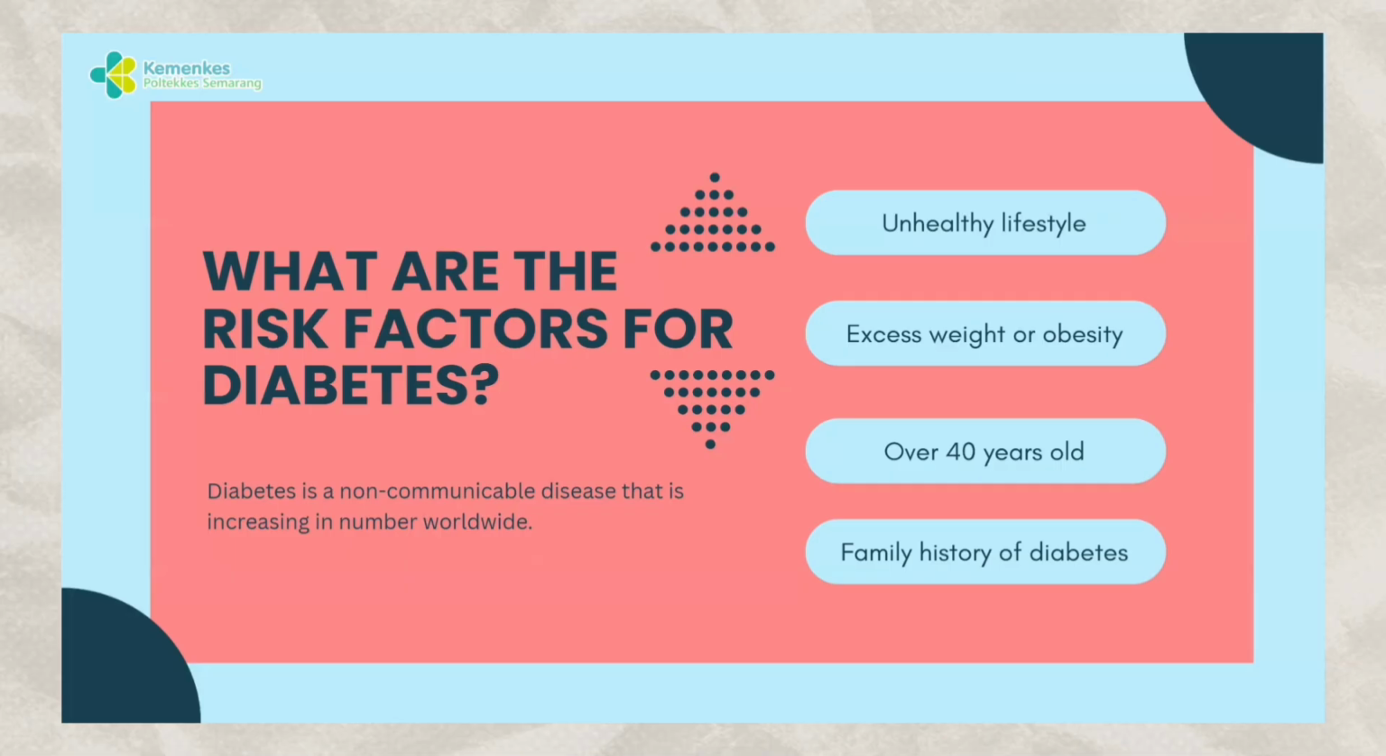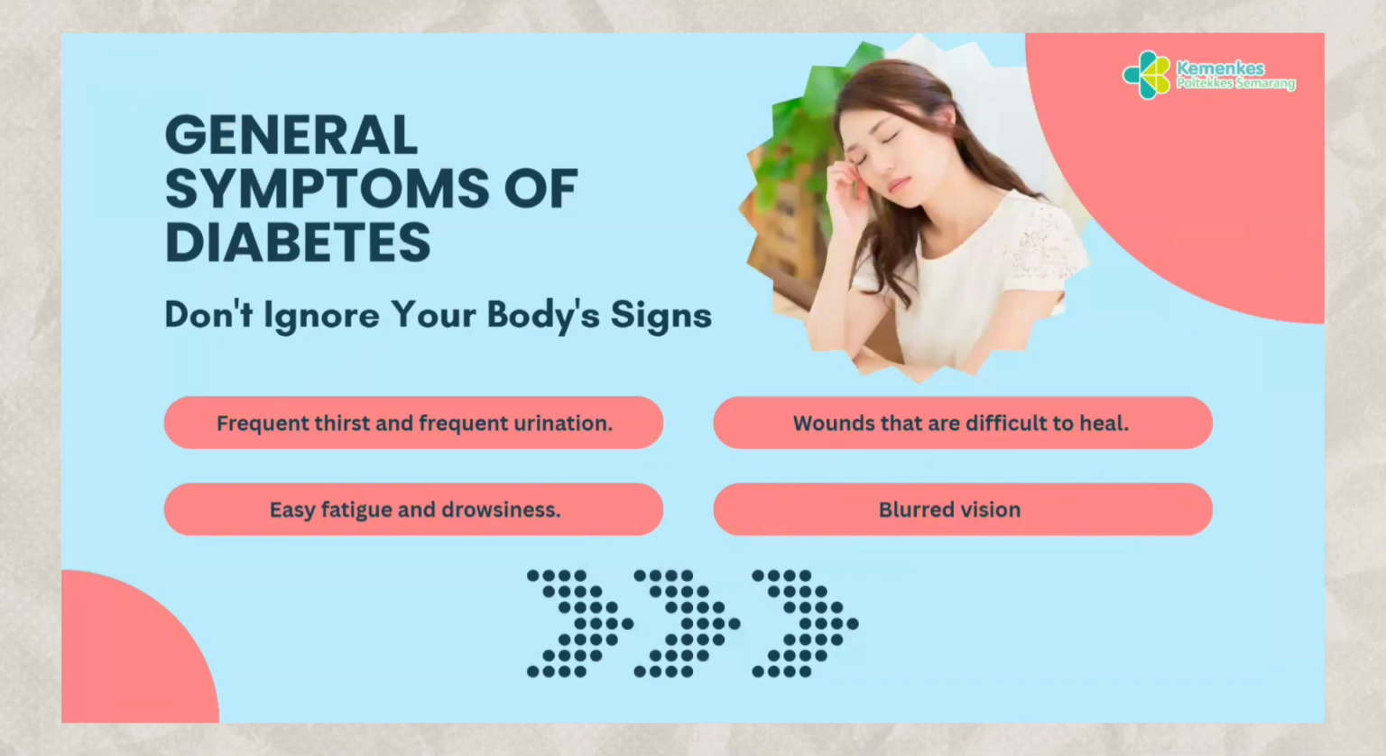Okay, next, the general symptoms of diabetes. Common symptoms of diabetes to watch out for include frequent thirst and urination, fatigue and drowsiness, and then slow-healing wounds and blurred vision. The symptoms often go unnoticed, so it is important to have your blood sugar checked regularly.